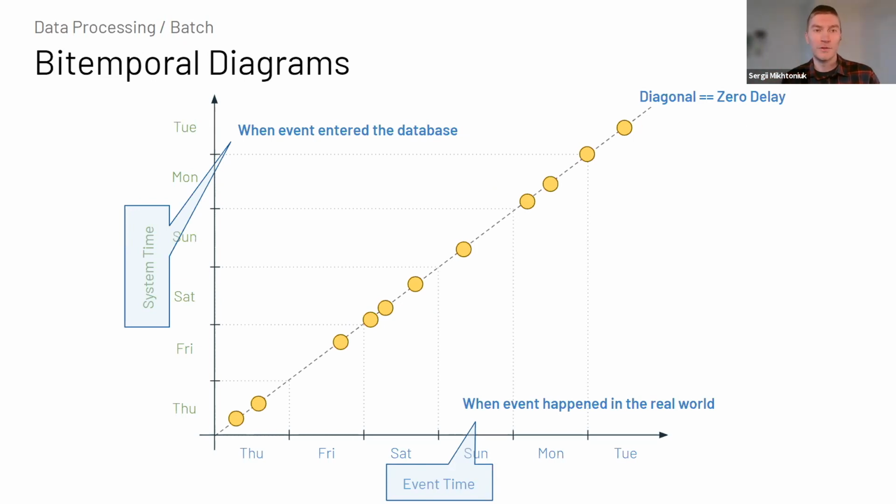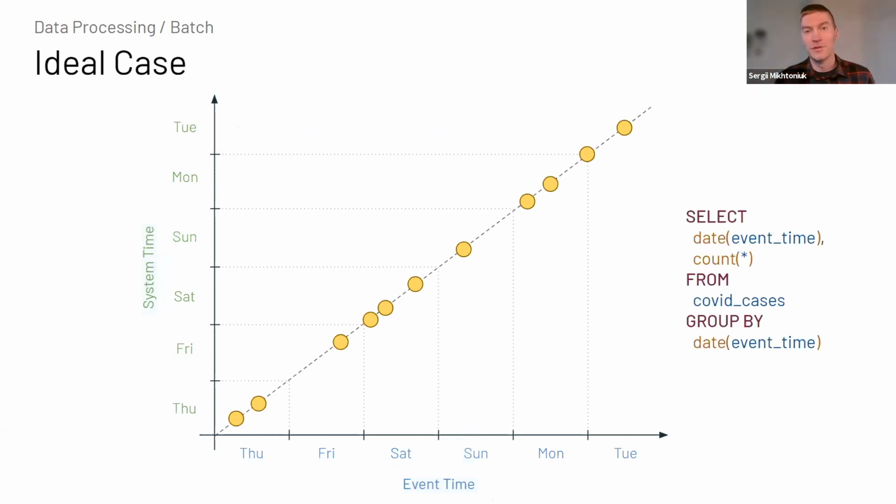On the y-axis, we have system time. This tells us when the event entered our system or entered our database. So in the ideal case, we can imagine that as soon as an event happens in the real world, it immediately gets into the database. So this is what creates the zero delay propagation, and this is what gives us this very nice diagonal. So let's see how batch performs in this idealized case. Remember that we're running the query every midnight.